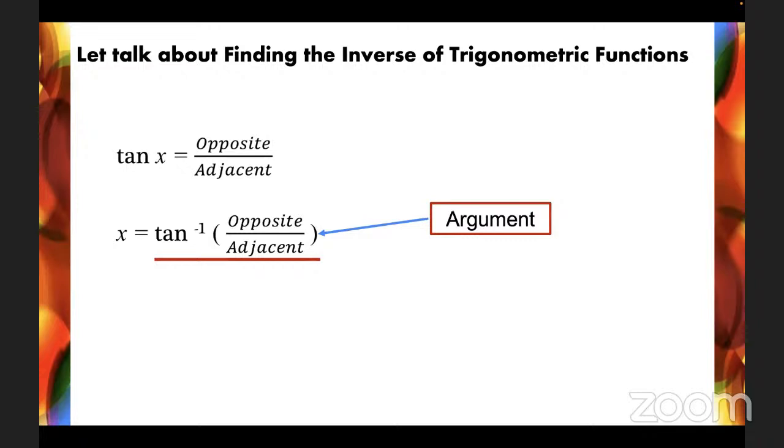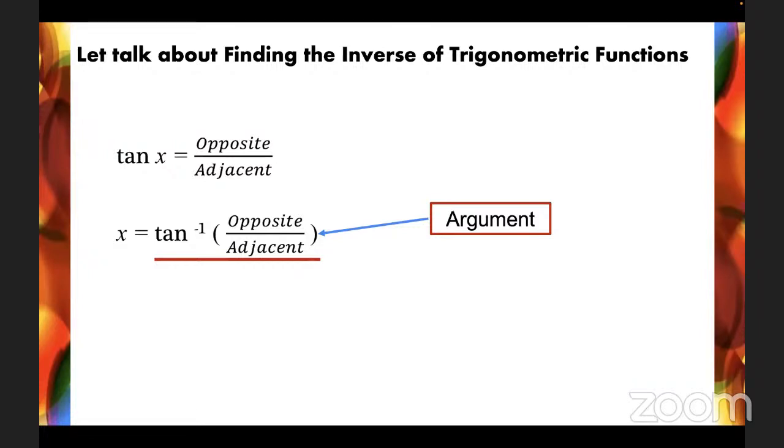Carol, you want to chime in there? Basically the argument is the ratio that you're going to use. It's telling you the value, and what angle will have that ratio. It could be any two lengths, but those two lengths will give me a ratio that's going to give me that angle. The inverse of that ratio will give me the value of the angle.